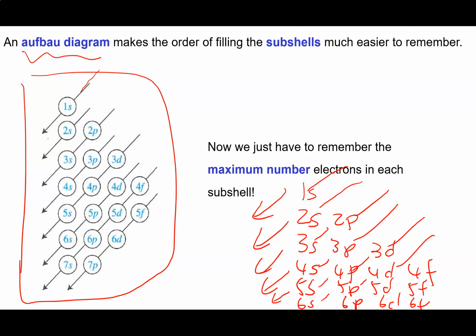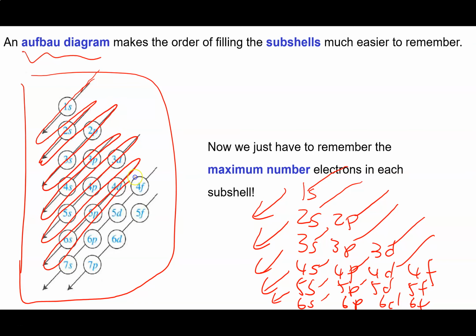And so how we know the order of filling is we just follow along these arrows. When we get to the end of the arrow, we go to the beginning of the next arrow, and backwards and forwards and so forth. And that gives the correct sequence of subshells in terms of energy.